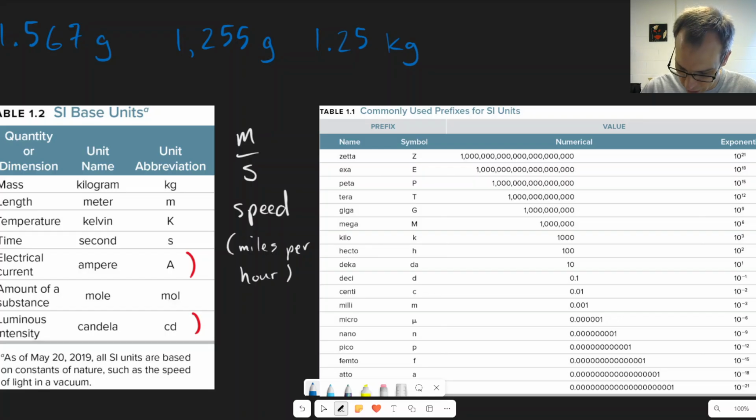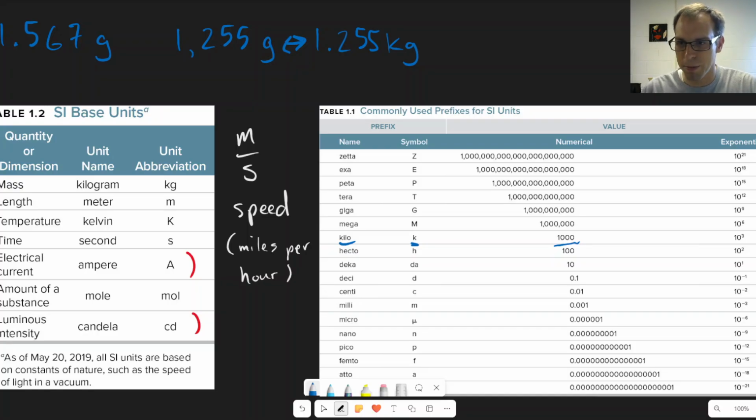If we look down here, kilo is right here, has this k that goes before it, and what that means is that we multiply that unit by 1,000. So these are equal to each other. I should add one more 5 here. Right, so 1,255 grams is the same as 1.255 kilograms.